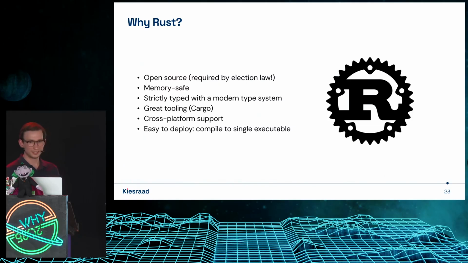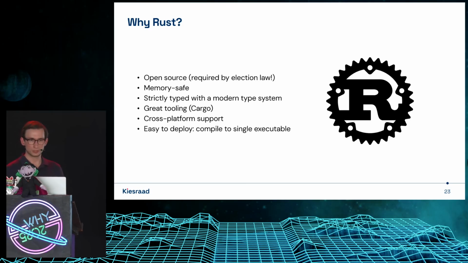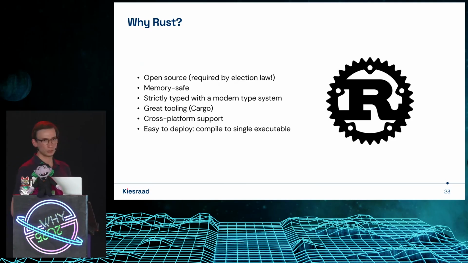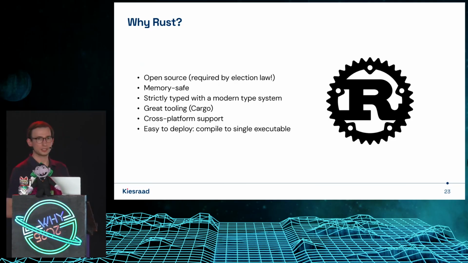Why Rust? Because it's open source, like I said, required by election law. It's a memory-safe language, so no buffer overflows. It's strictly typed with a modern type-safe system, which is very nice as a developer and also helps us implement the software in a nicer way. I'll show an example in a bit. There's great tooling. Cargo makes it easy to get libraries, compile the software, compile it for different systems. Cross-platform support.